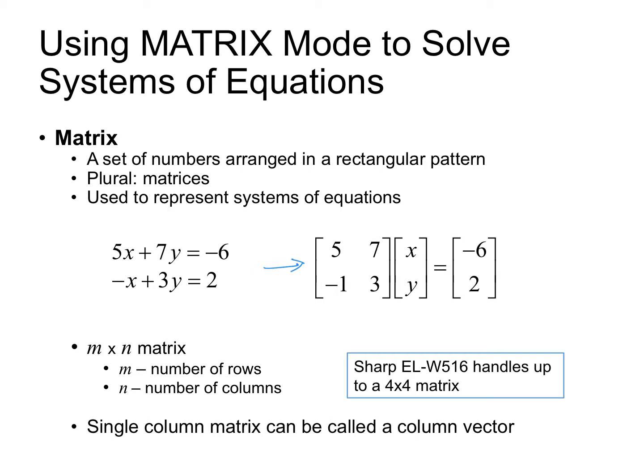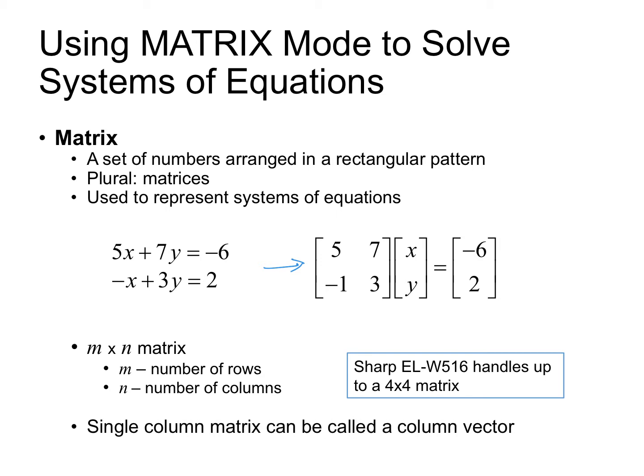The 5 and the 7 are the coefficients on the x and the y in the first equation. The -1 and 3 are the coefficients on the x and y in the second equation. The second matrix, the x y, is our variables. The third, which is what we're equal to, is equal to the constants, so the -6 and the 2.